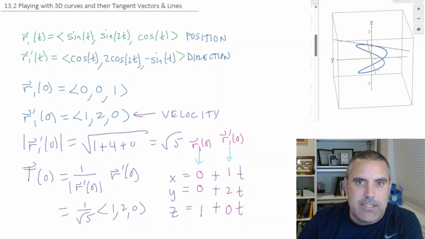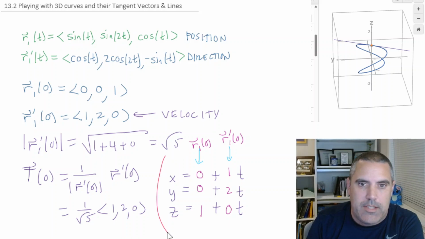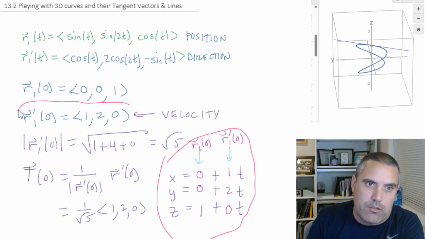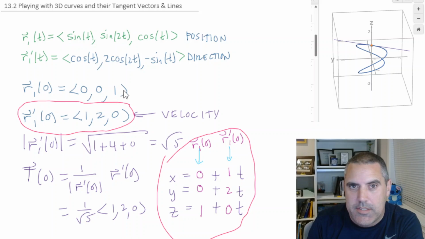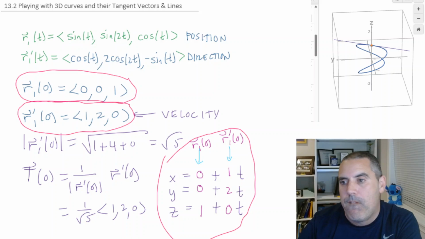Okay, I want to end this with the following. So that's it. That's the tangent line. We did this in class. I just wanted to give another example. Tangent line, tangent vector. This is the velocity or the direction, and the original function is the position.